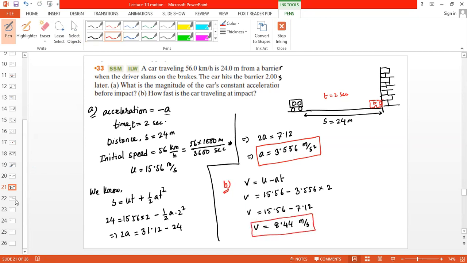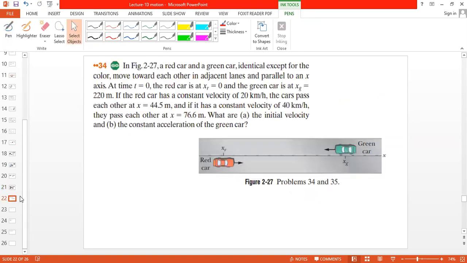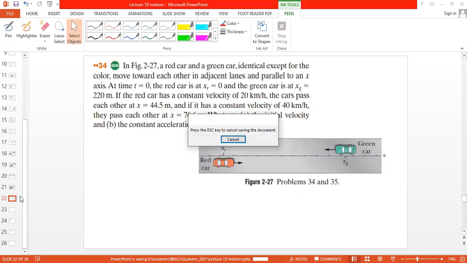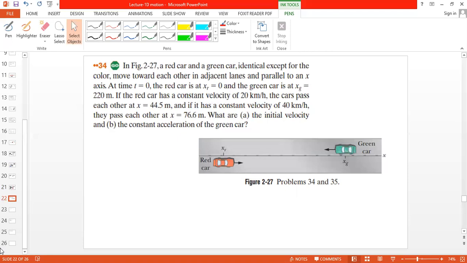Let's try another math. This is a kind of lengthy or big math. Can you read it by yourself? A red car and a green car. These are the two cars, identical except for the color. They move toward each other in an adjacent line.